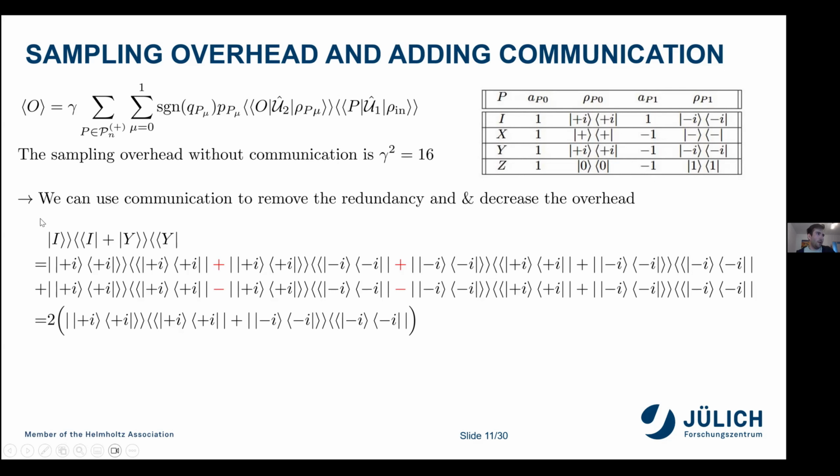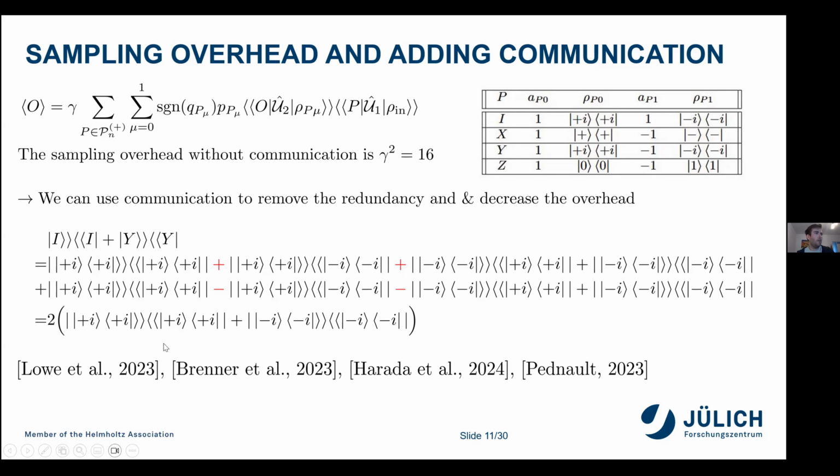In particular, you can consider the term from the identity and the Pauli Y. You will see that in this Pauli transfer matrix representation, some terms cancel. So in the end, what you need to do to realize this term is to simply measure in the Pauli Y basis and reinitialize the state that you measured. This was explored in some papers.